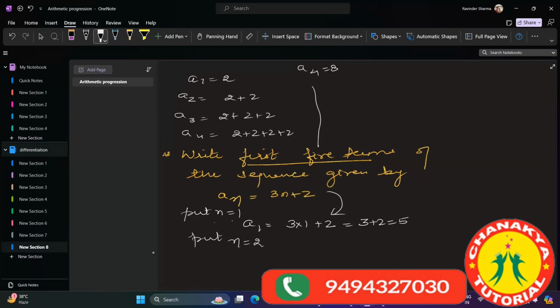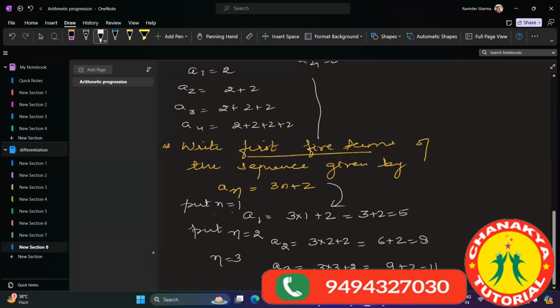Okay, beta. Now put n is equal to 2. Now the second term will be 3 into 2 plus 2. So it will be 6 plus 2, it will be 8. Now in this way, you will put n is equal to 3. Then the third term will be 3 into 3 plus 2. So 3 3s are 9 plus 2, it will be 11.